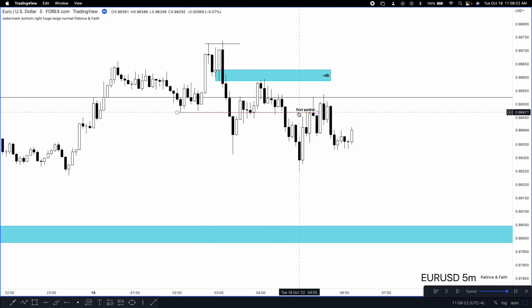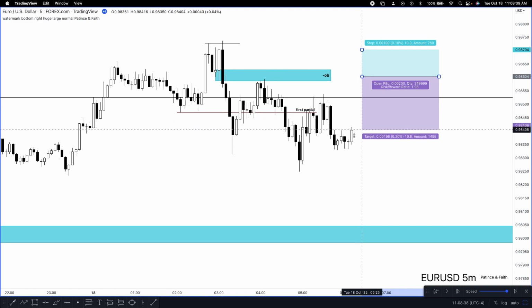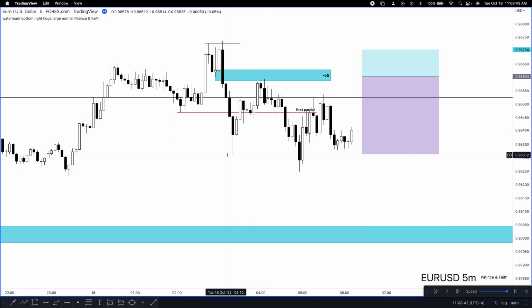You can see here, I took partials. I did take partials a little bit early on the setup. I took partials right here and let the rest of my setup run down. Let me see. Entry is right here, I had an SL right above there, I took partials right off this wick, and right here is where I closed my full setup out.